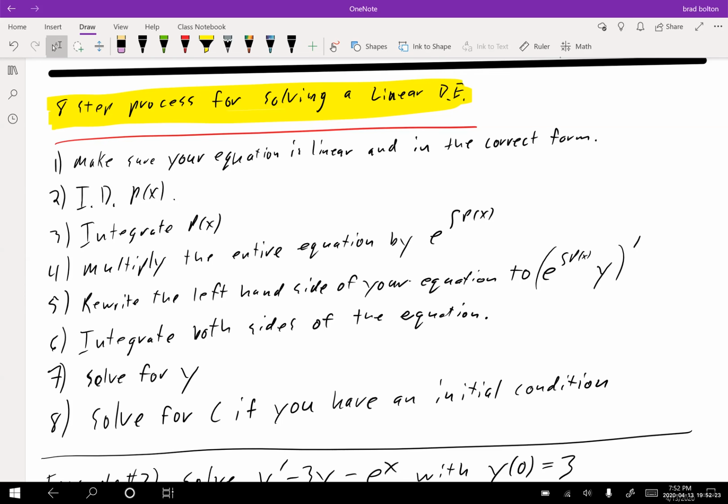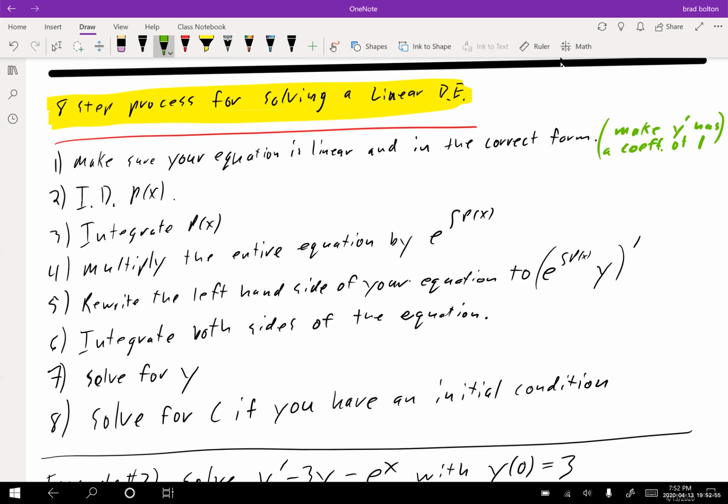So what we're going to do is we're first going to make sure the equation is linear and in the correct form, meaning that if it doesn't have a 1 in front, we're going to divide by that first. That's normally the thing I see most students get wrong. So make sure y prime has a coefficient of 1. So a lot of students forget that part, okay? So make sure that you do that.